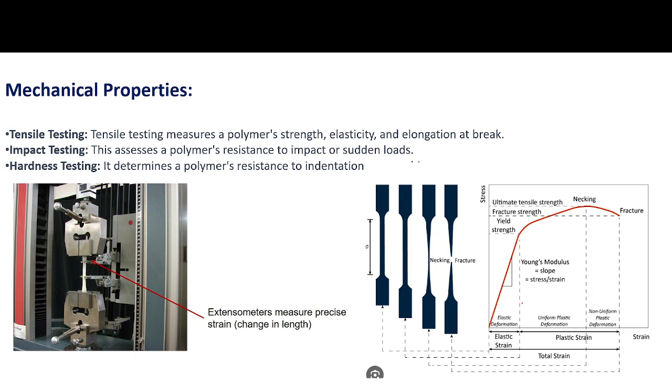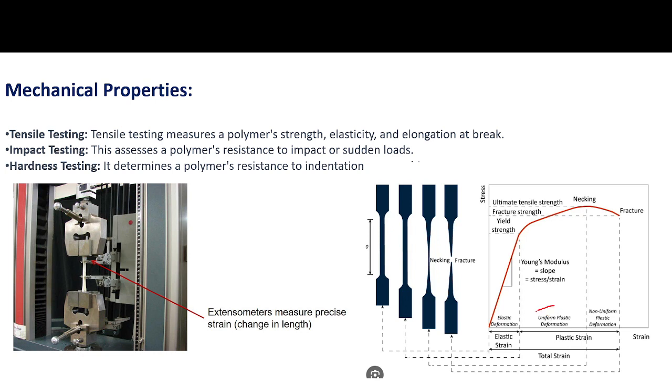From this, the first region is the elastic deformation. Elastic deformation tells us how much stress our polymer can sustain with no permanent change in the total strain. When there is elastic deformation, if we stress the polymer and then remove that stress, it will come back to its position immediately. So this is our elastic deformation.